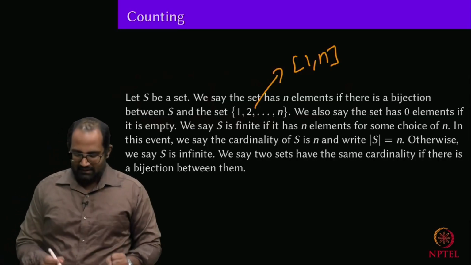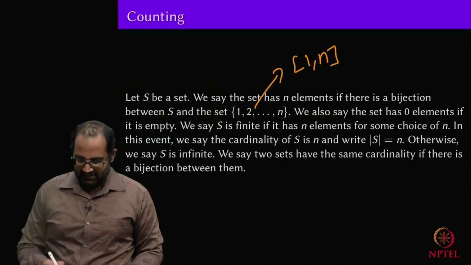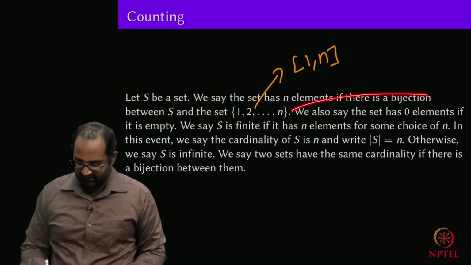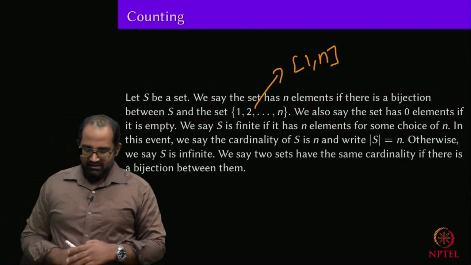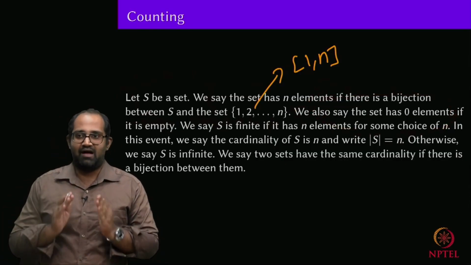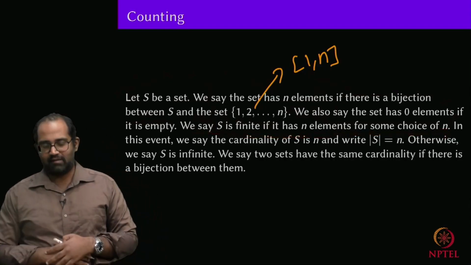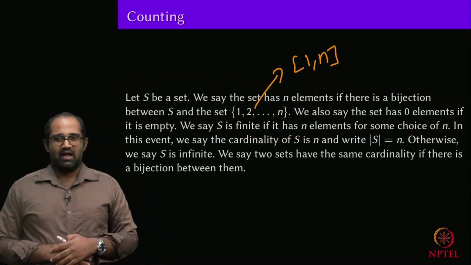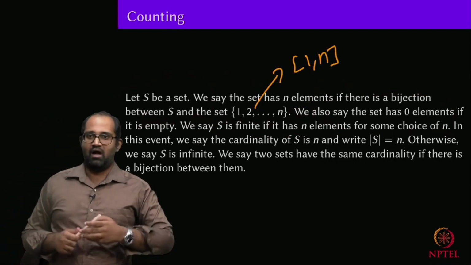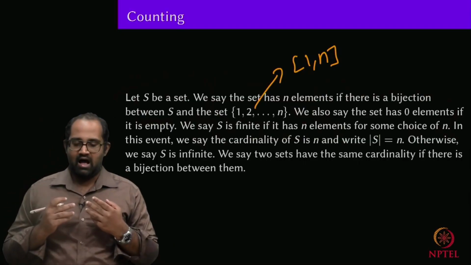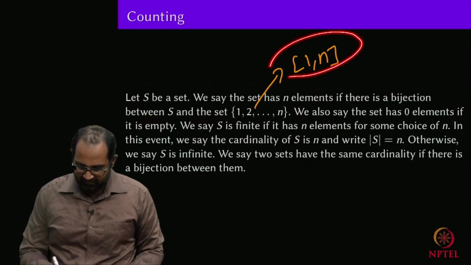Now it can happen that the set S is empty. In that case, we say the obvious thing: we say S has 0 elements. We say the set S is finite if S has n elements for some choice of n. Here actually we allow n to be 0 also. So a finite set is either empty or bijective to some initial segment 1 to n.